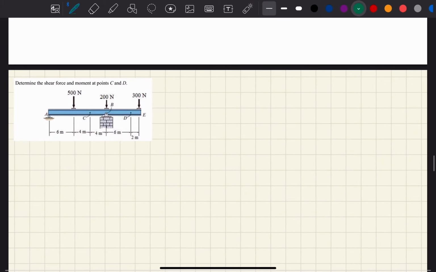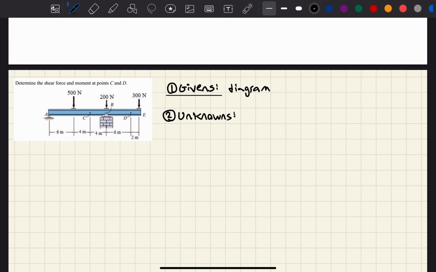Okay, so we start with givens, and in terms of givens, I don't think there's actually much we can write here. We're just going to say diagram, because everything we need is going to be in the diagram or in our free body diagram. So next is unknowns. What does the question want us to find? Well, from what I can see, the question wants us to find the shear force at point C, the shear force at point D, as well as the moment at point C and the moment at point D.